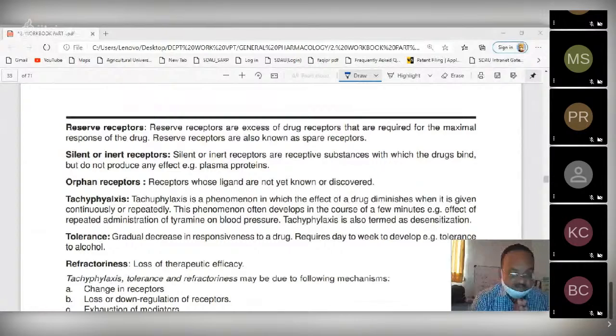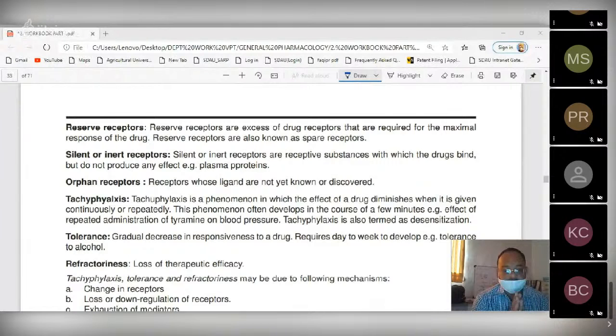Now, the reserve receptors are the excess of the drug receptors that are required for maximal response of the drug. Reserve receptors are also known as spare receptors. The name itself indicates they are excess of the drug receptors that are required for maximal response of the drug.